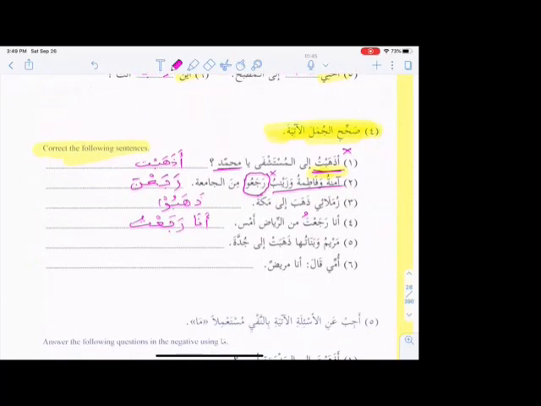Now see here. Maryamu wa banatuha zahabat. Father, this is a group. You cannot say zahabat. What will you say? Maryamu wa banatuha zahabna ila Jeddah. They went to Jeddah. Now this is a very tricky question. Ummi, how many mistakes are there? Ummi, my mother.